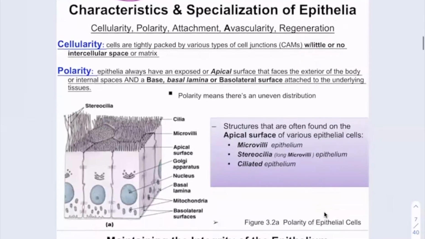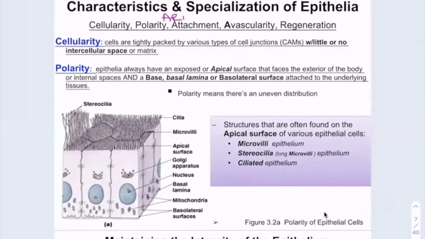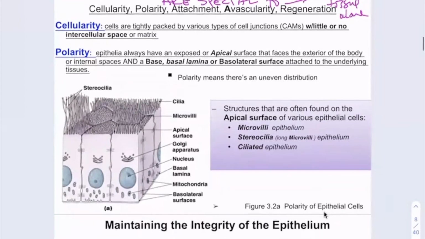Okay, so epithelial tissue has special characteristics, and these characteristics are special to epithelial tissue alone, right? That means that only epithelial tissues have these characteristics. Connective tissue does not have these characteristics, nor does muscle tissue, nor does neural. So let's go through these because these are important to understand as well.